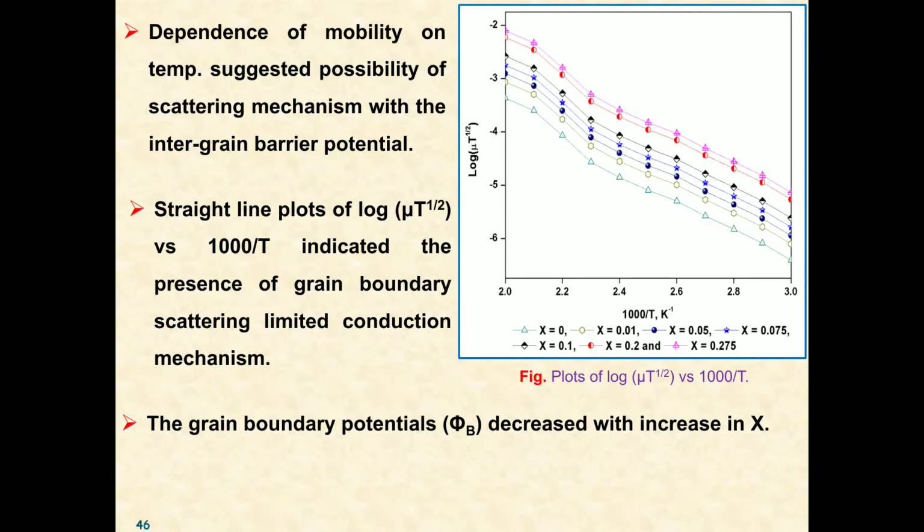Dependence of mobility on temperature suggested the possibility of a scattering mechanism with the intergrain barrier potential. The straight line plots of log μ T^(1/2) versus 1000/T indicated the presence of a grain boundary scattering limited conduction mechanism. The grain boundary potential φb decreases with increase in X.